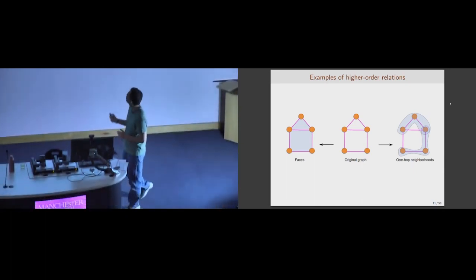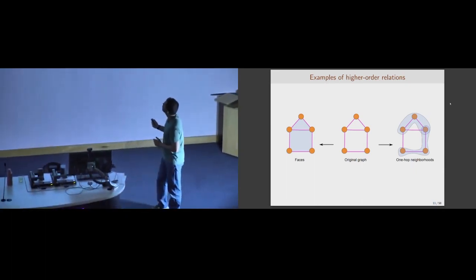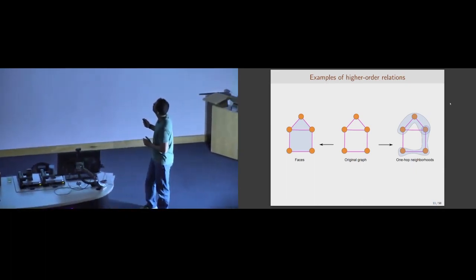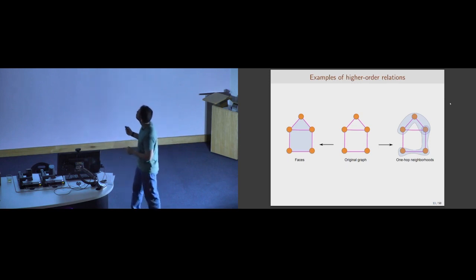So let's say that I have this original graph in the middle, and I want to identify different types of higher order relations. So to the left, you see that one type of relations consists of faces. So basically you can think of this blue square and the blue triangle.